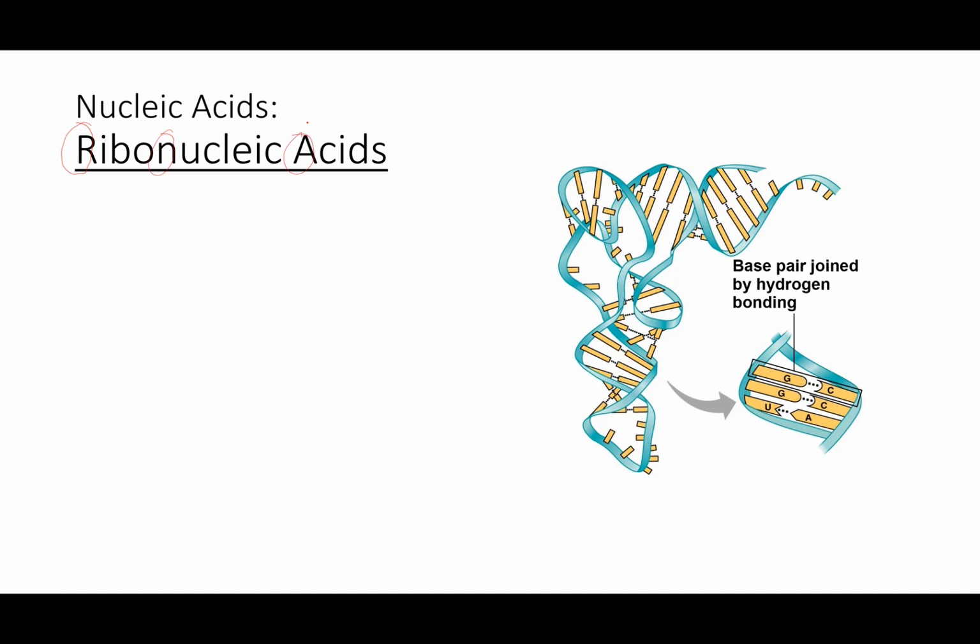RNA, so ribonucleic acid, is a little different than DNA. In this case, our pentose sugar is ribose rather than deoxyribose. And this is going to look different than DNA.